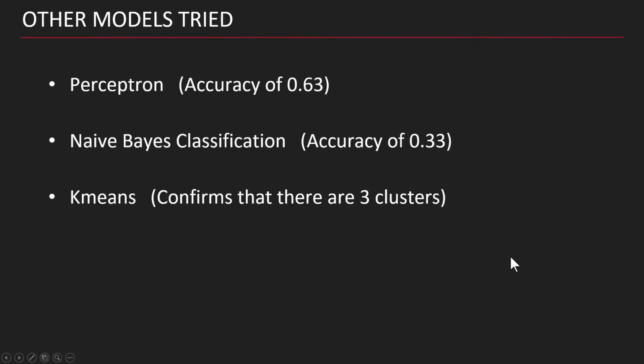I did try some of the other models. Perceptron had an accuracy of 0.63 and Naive Bayes had an accuracy of 0.33. K-means confirmed that there were only 3 clusters.